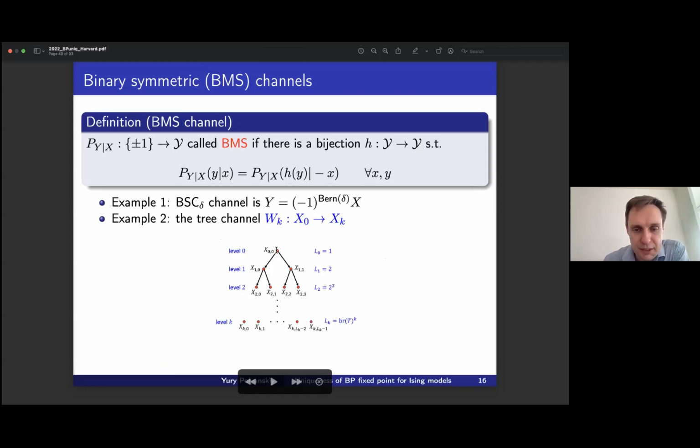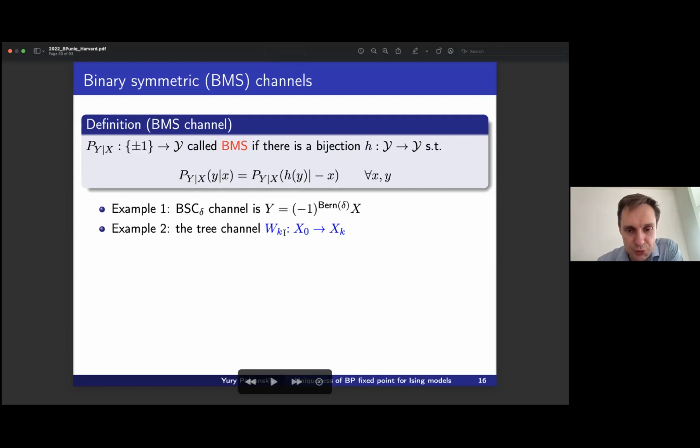It's very important to notice that the operation of producing, from this single bit x0, this very large collection of d to the k correlated bits is also a BMS, a channel which has symmetry between plus and minus one input. That's what we call W_k in this talk. This is the tree channel.